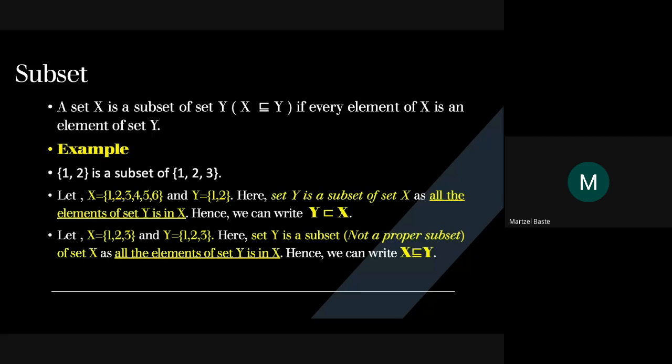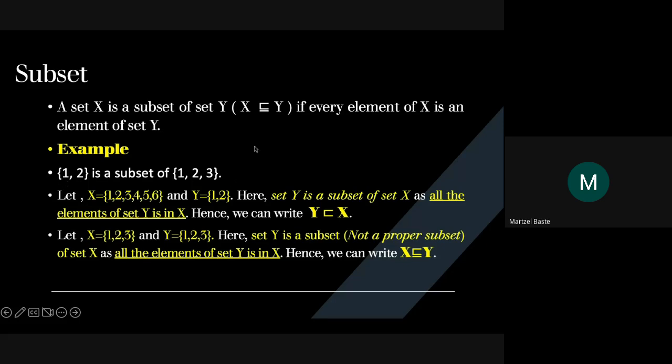Okay, a subset can be proper or improper. Let's start with the subset. A subset is denoted using this symbol. You denote a subset if every element of that particular set is also an element of another set, let's say set X and set Y. For example, let 1 and 2 be the elements of set X and Y has elements 1, 2, and 3. Therefore, X is a subset of Y.